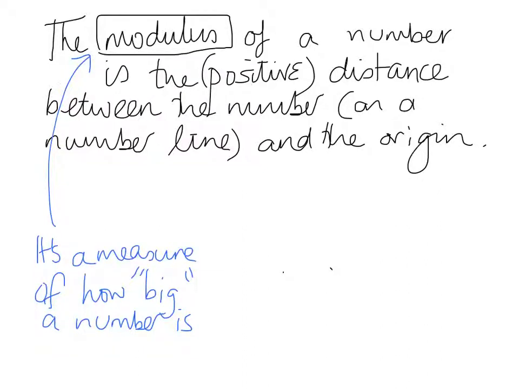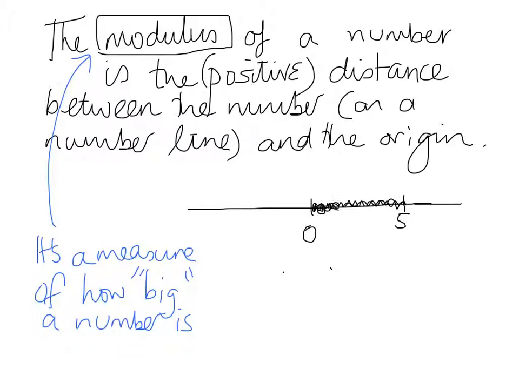How big is the number 5? Well, on a number line, the number 5 lives there. Actually, I'm going to put it underneath. There's the number 5, and how big is the number 5? We'd probably say it is 5 big, and we can think of that as meaning that this distance from the origin to the number 5 is a distance of 5.